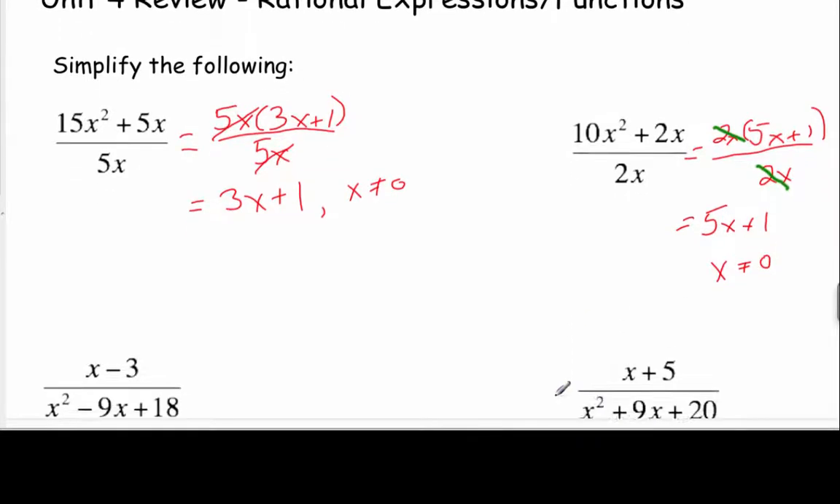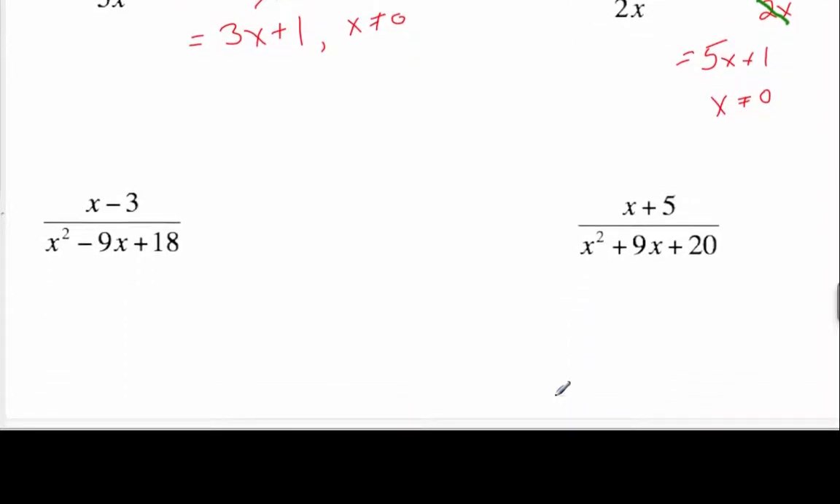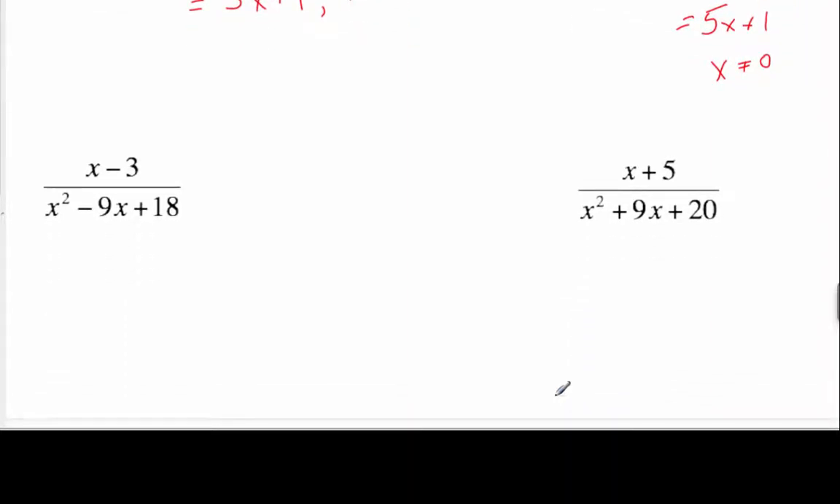Alright, so let's scroll down and try a couple other examples here. These are a little more complex. With this one, I still have to go through and do all the factoring. I look at the denominator here. There's no common factor I can take out, so we're going to factor this. First terms in each are x. This positive sign tells me that the signs are the same. This negative sign tells me that they're both negative. I need factors of 18 that, when added together, give me 9. So that's a 3 and a 6.